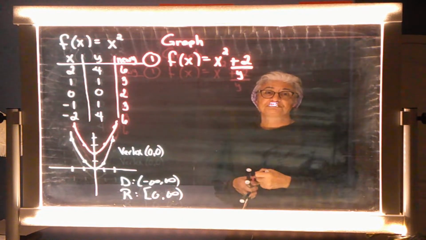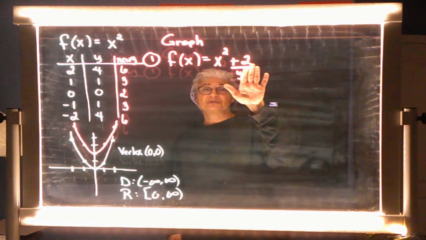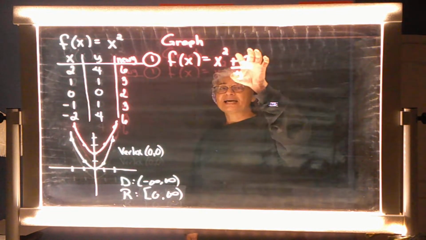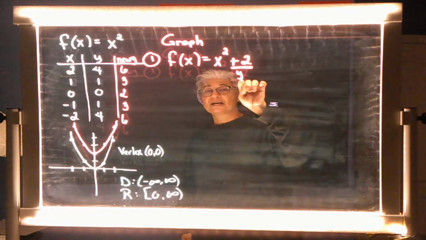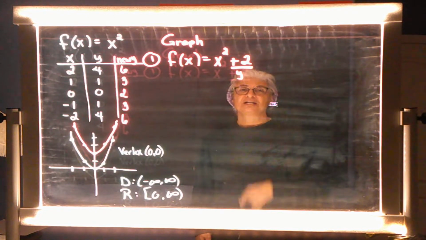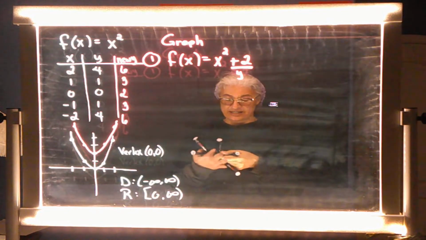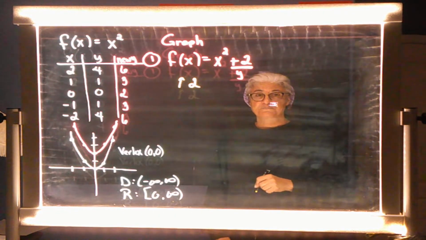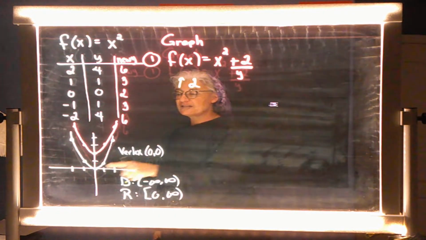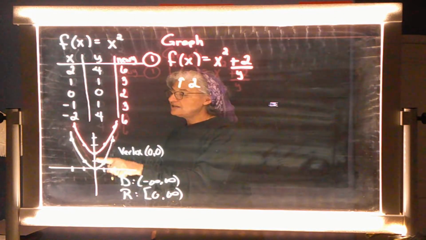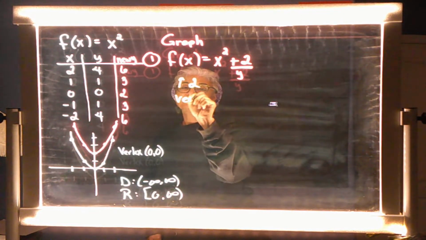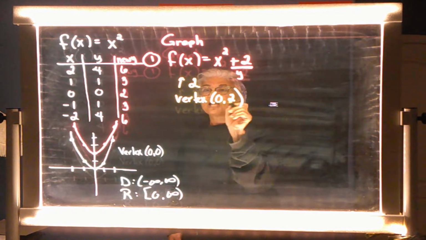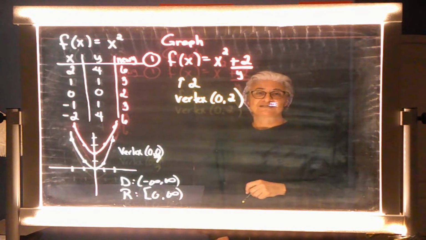So question. By adding this plus 2, what did that do to the original parent graph, the one in blue? We added 2 at the end, which affected the y's. What happened to this graph? Awesome. This graph went up 2 spaces, didn't it? So question, is your vertex still at 0, 0? No, the vertex is now at 0, 2 because it went up 2 spaces. The y value was affected. Are you with me?